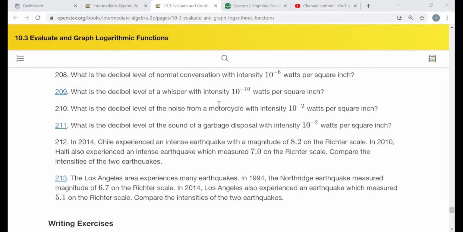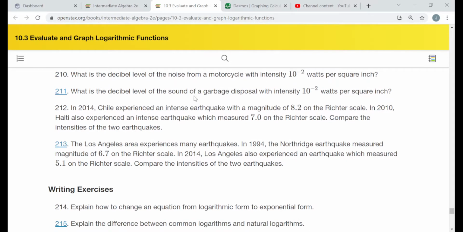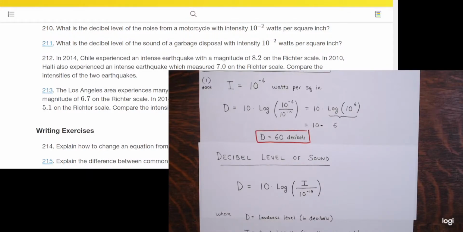All right, the next question I'm going to do is number 210. So it's another one about sound and decibel levels and all this. And it's the same problem basically, just with a different intensity, and it's not about a normal conversation. It's about a motorcycle. Right? So what is the decibel level of the noise from a motorcycle with intensity of 10 to the negative 2 watts per square inch?